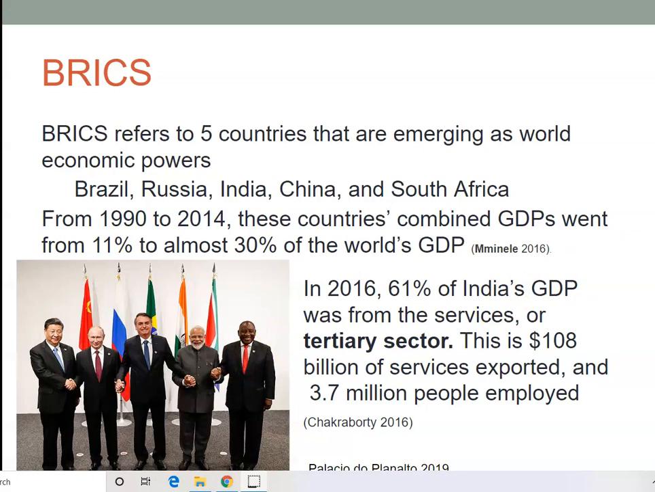Okay, so initially when we named this group, it started out as just BRIC. South Africa was added later. There was a lot of anticipation of how much economic power these countries would have, and they really have done a lot of growing. From 1990 to 2014, these countries' combined GDPs went from only 11% of the world to almost 30%. So that's a huge growth in those countries, okay?